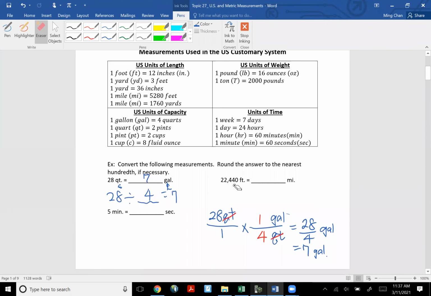All right, let's do another shortcut. Feet to miles. We all know feet and miles are both US measurements, and both are length. The conversion between feet and miles is right here: 1 mile, 5,280 feet. Feet is smaller, mile is larger, small to large, so we will divide again. We divide by the ratio, which is 1 mile for 5,280 feet. So 22,440 divided by 5,280.